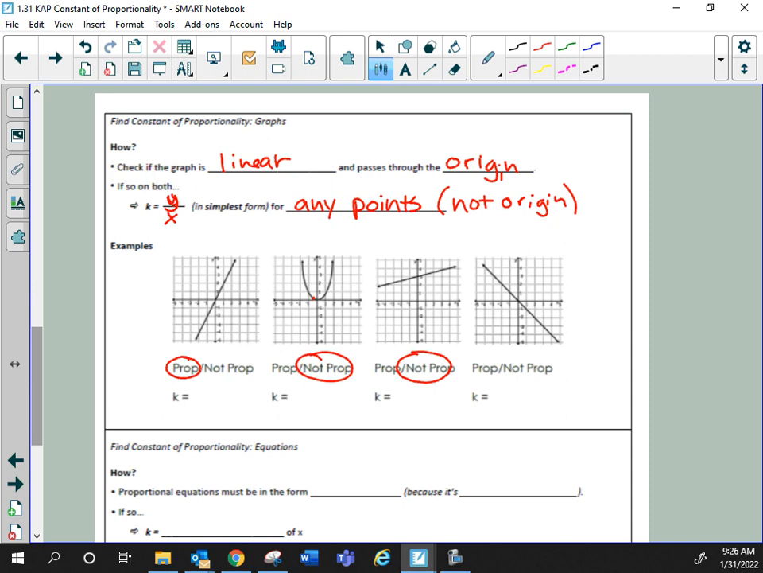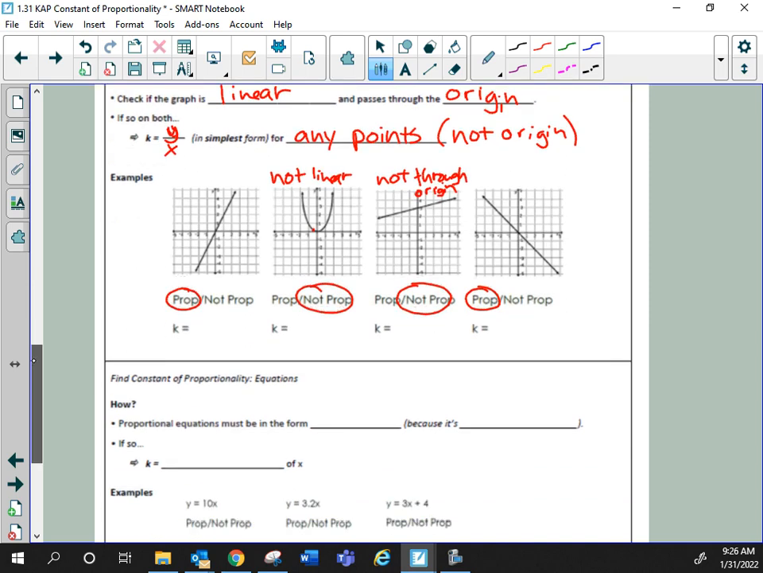Okay. Does it go through the origin? Is it linear? Yeah. Okay. So we're going to go find k, but on these 2, I'm going to say not linear. That's why we said no. And this is not through the origin. Okay. Let's find k. Again, k is the ratio of any y to x value. So I'm going to use just this point right here. What is the ordered pair for that point?